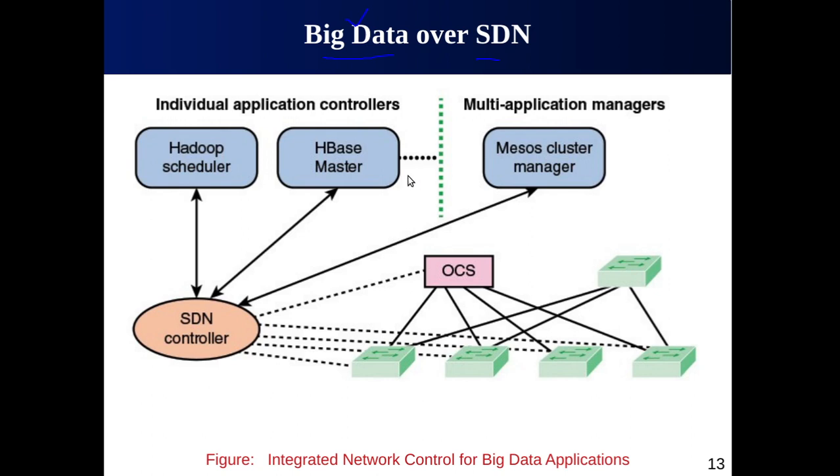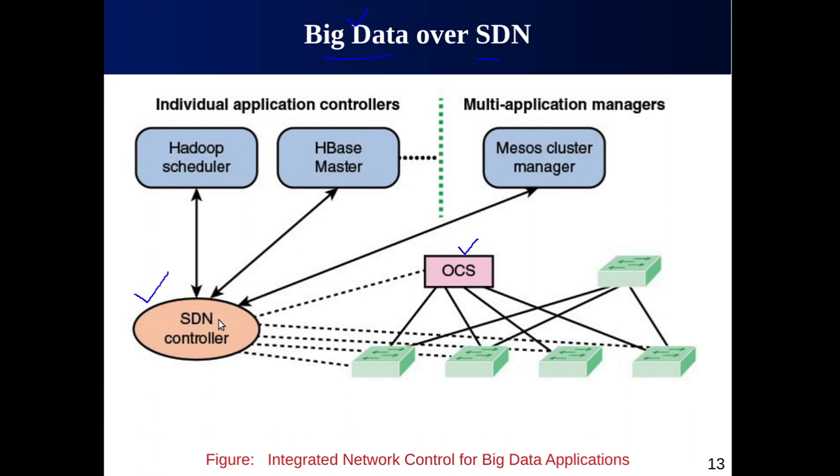Now this figure shows a simple architecture that is composed of SDN switches, deployed in a data center context. Here the OCS is the concept that I just mentioned, the circuit switch: O stands for optical, C stands for circuit, S stands for switch, optical circuit switch. We also have the SDN controller. We know about the SDN controller.